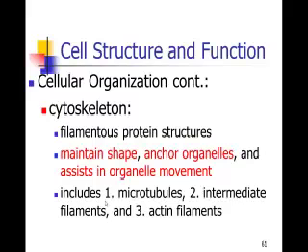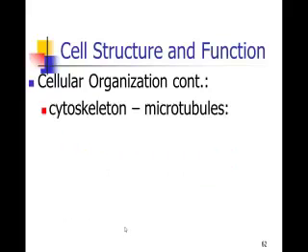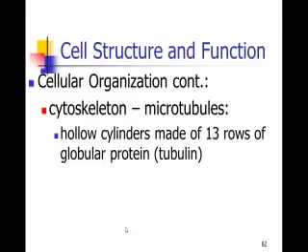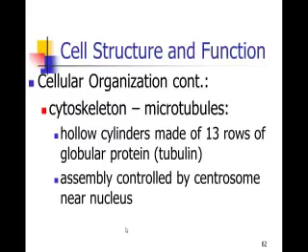There are basically three kinds of tubules or filaments that are included as the cytoskeleton. We have the microtubules, intermediate filaments, and actin filaments, and we'll talk about each of these in turn. So we'll start with the microtubules. Microtubules are hollow cylinders. They have globular protein. There are 13 rows of globular protein called tubulin, and they are controlled by the centrosome.